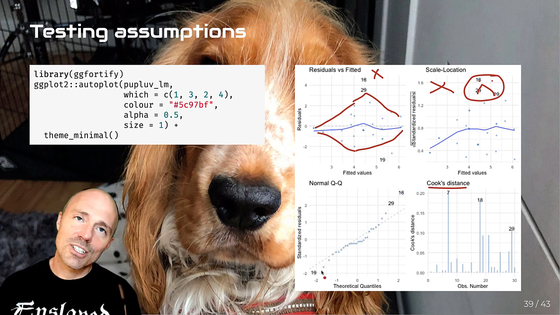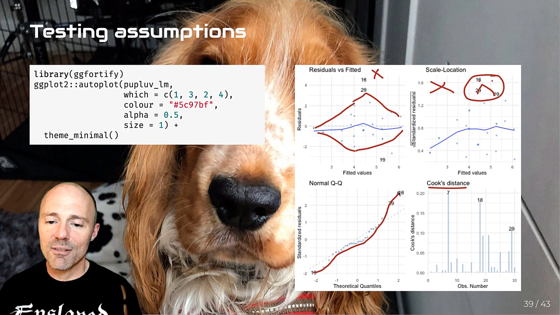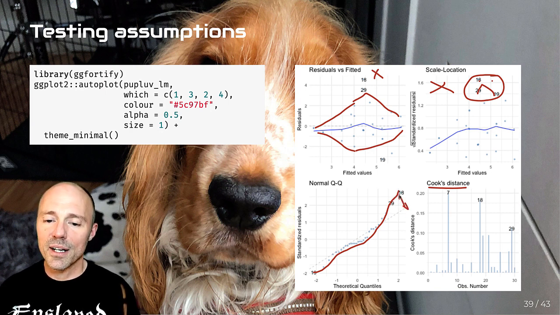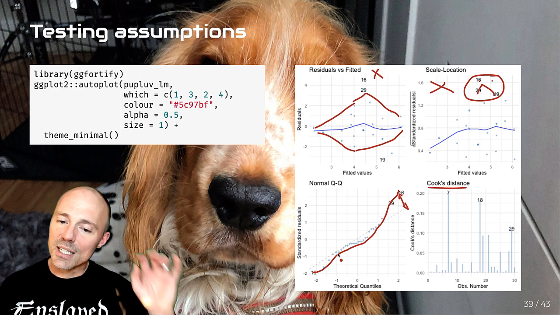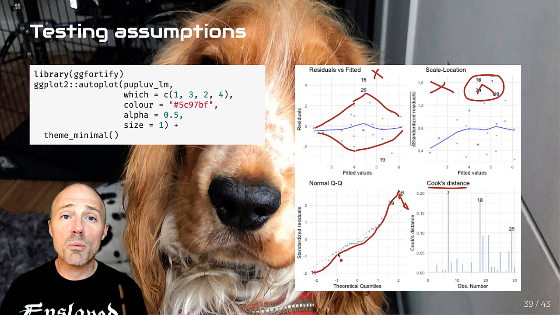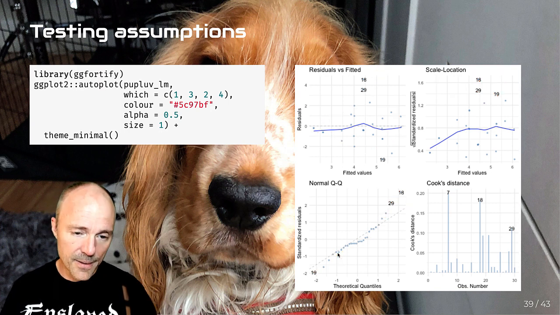Normality of residuals, which is much less of an issue anyway, but again, doesn't look too great. You can see our dots are snaking quite heavily around the line, but more to the point, we're getting quite big deviations from the line at the extremes. So all in all, probably we'd want to fit some kind of robust model to these data.